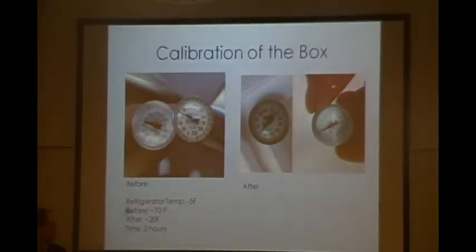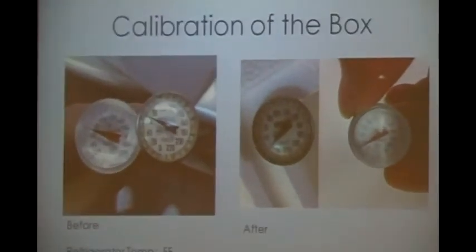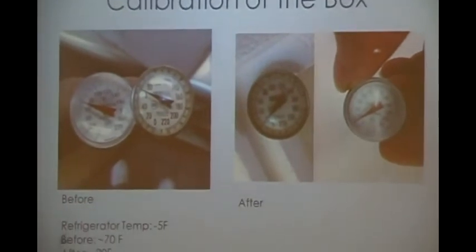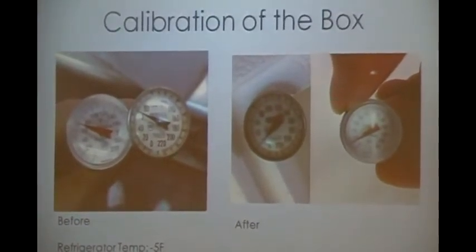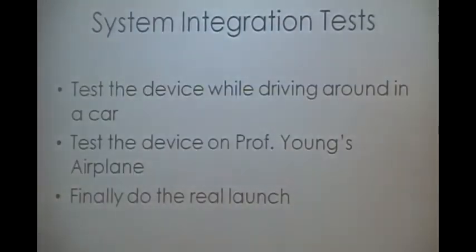Then we tried to test the box to see what kind of temperature resistance it would give us. We have a refrigerator at -5 degrees Fahrenheit, and we started at 70 degrees. We put thermometers in the box and left it in there for 2 hours. After 2 hours, it came out at 20 degrees Fahrenheit. So the temperature drops significantly, but it does provide a decent amount of protection against the cold.